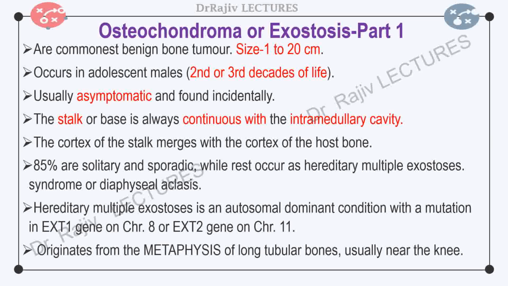The hereditary multiple exostosis syndrome is an autosomal dominant condition with the mutation in EXT1 gene on chromosome 8 or EXT2 gene on chromosome 11. Osteochondromas develop only in bones of endochondral origin. The tumor is a cartilage-capped bony overgrowth which originates from the metaphysis near the growth plate of long tubular bones, usually near the knee.